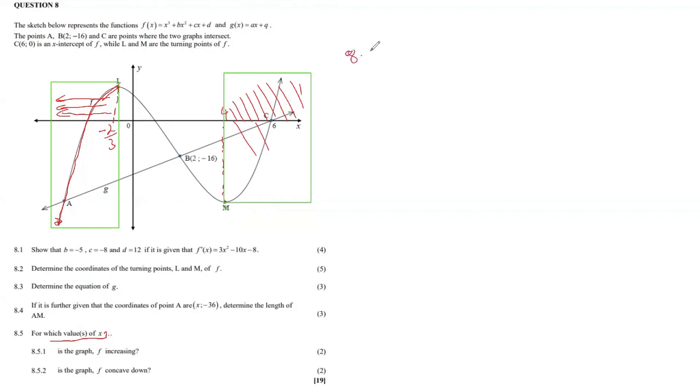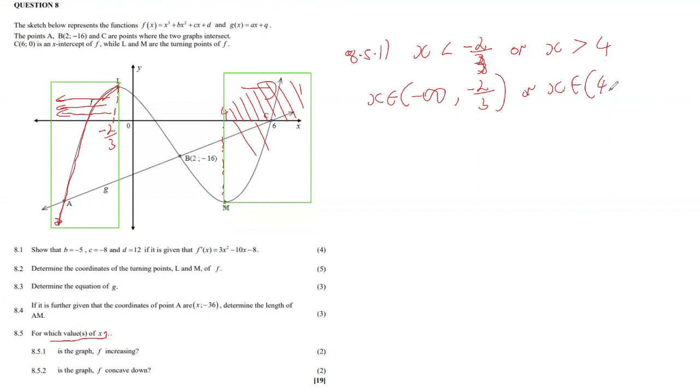So for 8.5.1, we can say when x is less than -2/3, meaning for all the values that are going that side, and then also, or when x is greater than +4. Now it's a matter of the notation that you want to use. If you are comfortable with this one, you'll say when x is an element of -infinity all the way to -2/3, or x is an element of +4 all the way to +infinity, right? So this is where we find our graph increasing.